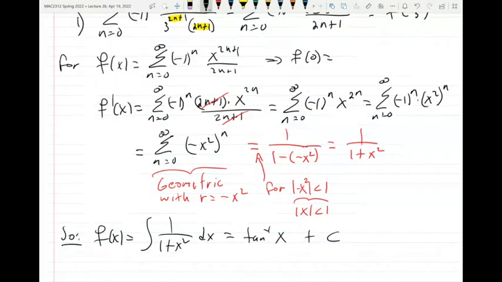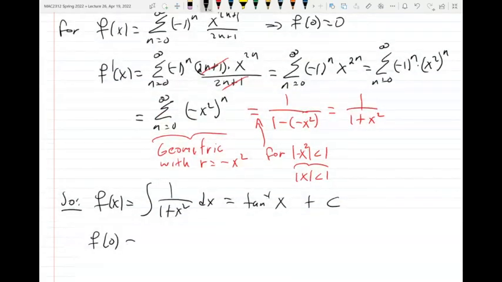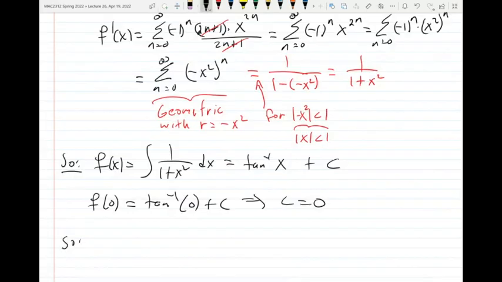Here, all the terms have an x because these are odd powers, right? The first term is x, then x cubed over 3, then x to the 5 over 5, and so on, plus or minus, but they all have x. So when you plug in 0, you get 0. So that means that f of 0 is inverse tangent of 0 plus c. So that tells you that c is 0, because you get 0 equals 0 plus c. So c is 0. So f of x is inverse tangent.